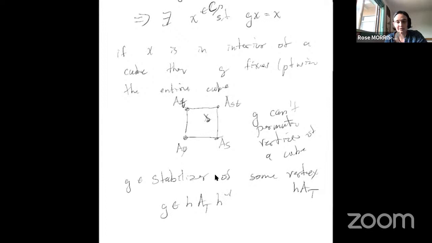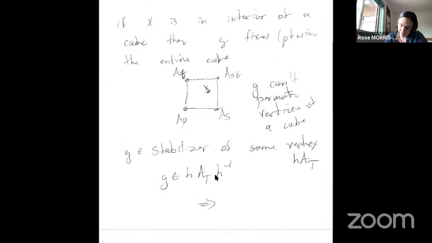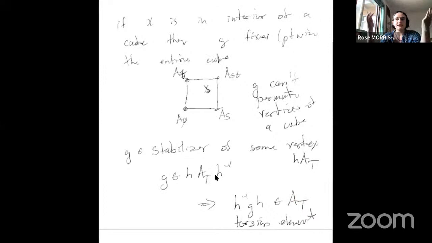And this implies that H inverse GH is in A sub T, and this is now a torsion element inside one of my vertex groups, right? And I know that T spans a clique because I'm in my clique cube complex, right? So the idea here is I started with a torsion element for my whole group, and I've used the Kleique cube complex to produce a torsion element inside one of these little subgroups. So I'm reducing this "is there a torsion element" question down to just "are there torsion elements in these little subgroups?"